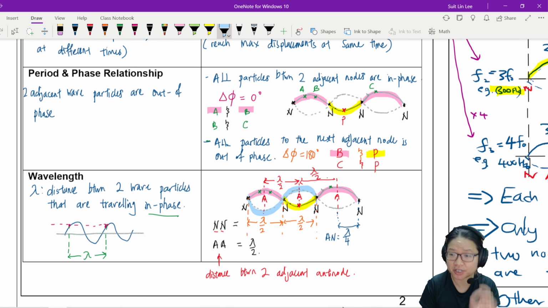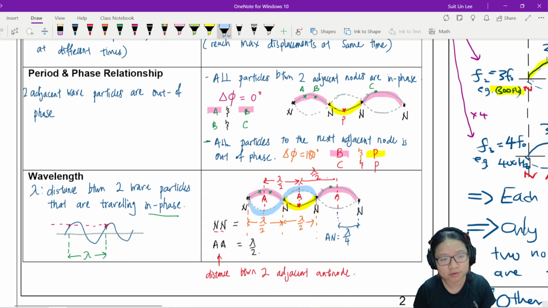Or we can use the nodes. Between a node and another node, here to here, lambda over 2. Between antinode and antinode, lambda over 2. Between antinode and node, lambda over 4. After that, you just count lah.